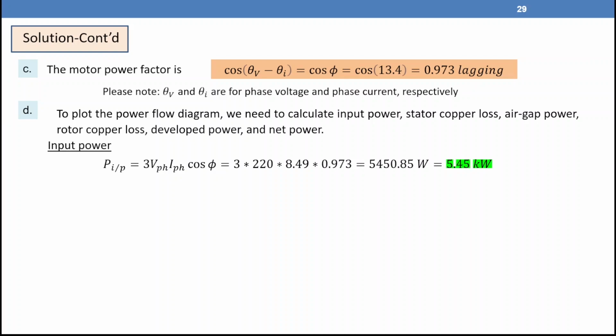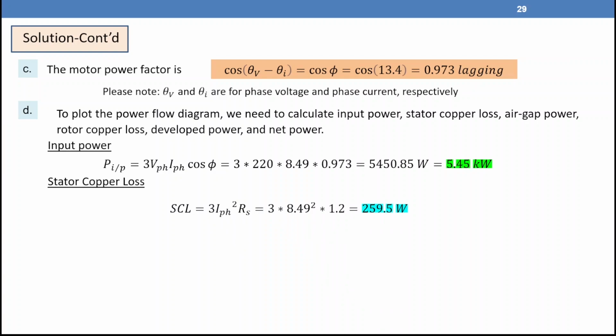So 3 V phase I phase cosine phi: 3 multiplied by 220, by 8.5, multiplied by the power factor gives us 5.45 kilowatt. That one is the input power. Stator copper loss definitely will be 3 I squared R. We have I rotor equals I stator, so 3 I phase squared R stator.